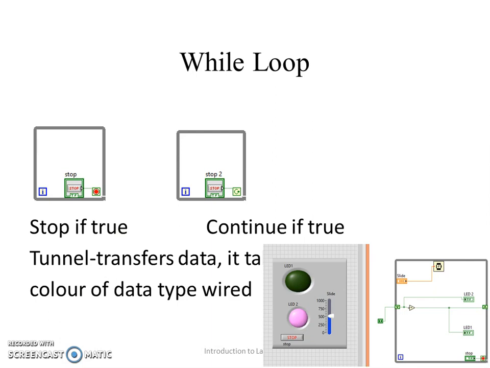Now the while loop can have stop if true or continue if true. The tunnel transfers the data outside. So here it is having two LEDs alternately on and off with a slide. While in the running portion itself, I can change the slide value, so that the slide is connected to a delay. So the delay will be increased. The difference in on and off period will be controlled by this slide. You can see that I have put all the inputs and outputs on a decoration.